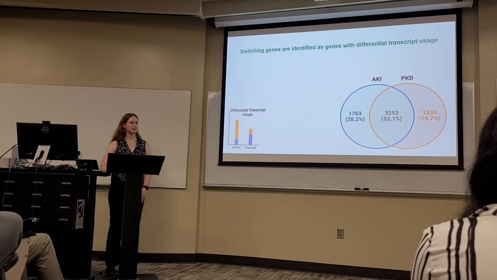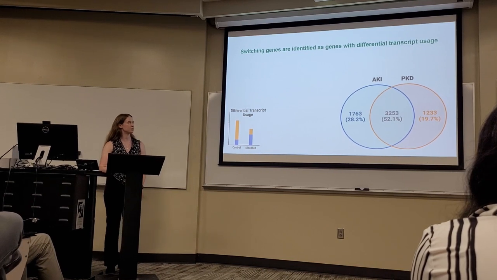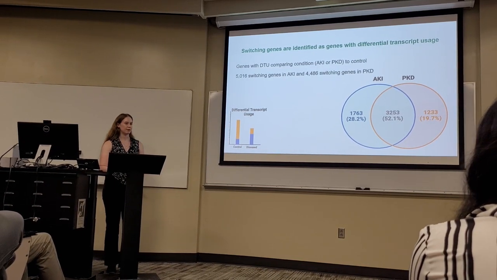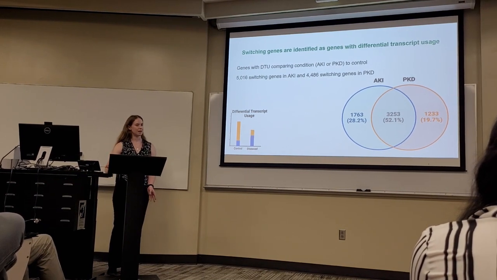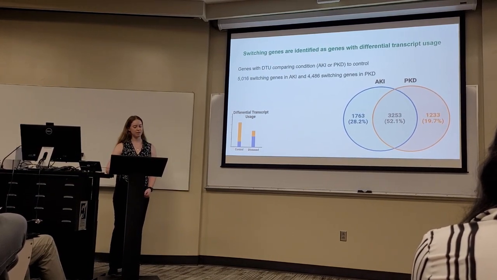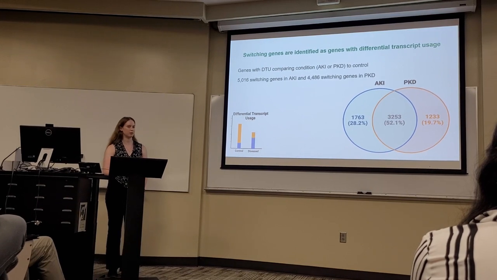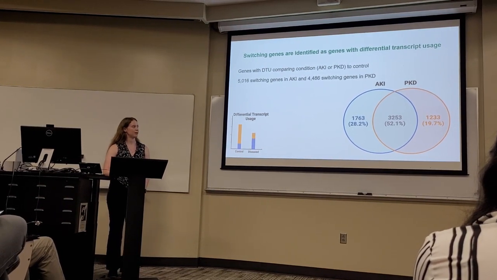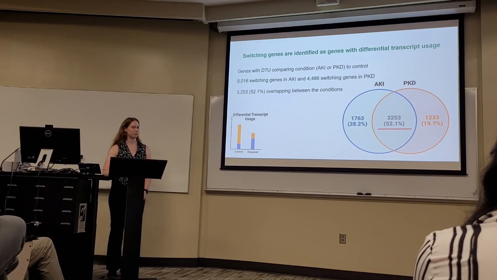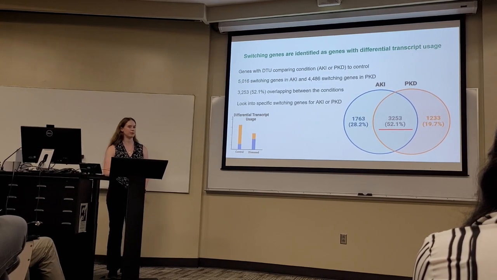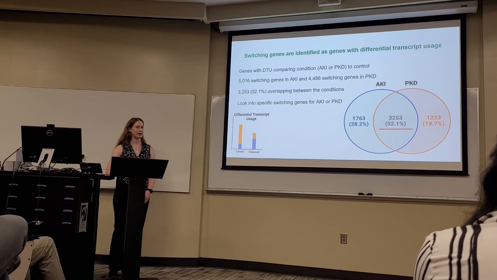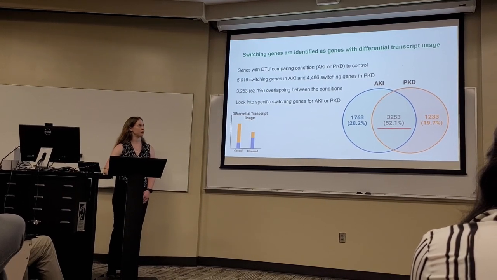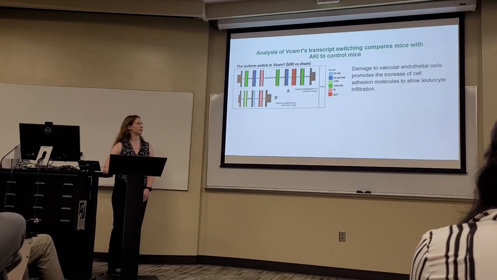The first analysis I did was on differential transcript usage. Those genes that we found with differential transcript usage we called switching genes. We compared AKI to control and PKD to control and found 5,000 and 4,400 switching genes respectively, and a 52% overlap between those. Then we looked into the literature to find genes that are already known to play a role in AKI or PKD, and I looked into a couple of those more specifically.